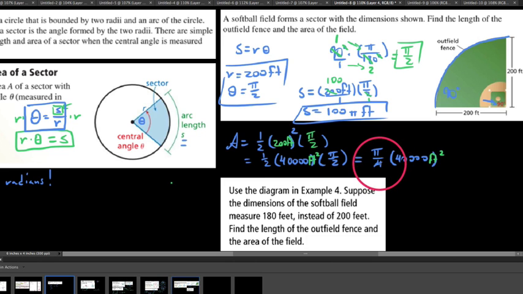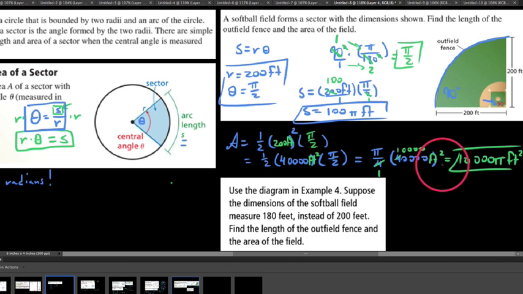Basically, the 4 here and this 4 will cross reduce. That becomes a 1, and this becomes a 1 with 4 zeros after it. So what we end up with is 1 with 4 zeros after it, times pi, and this is in square feet. Of course, it would be appropriate to get a decimal on this.